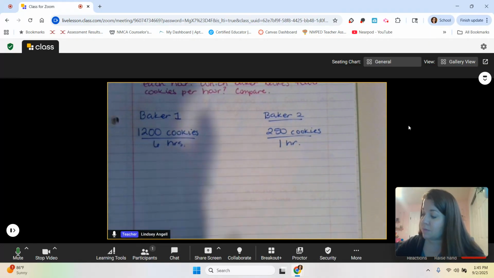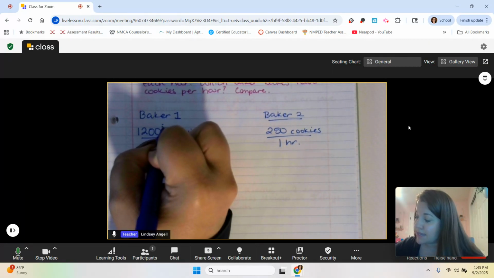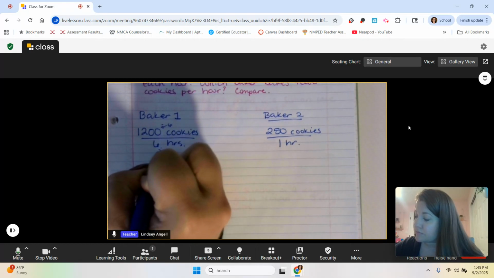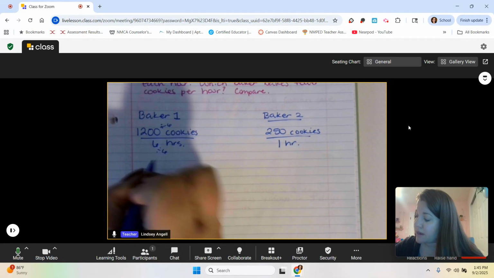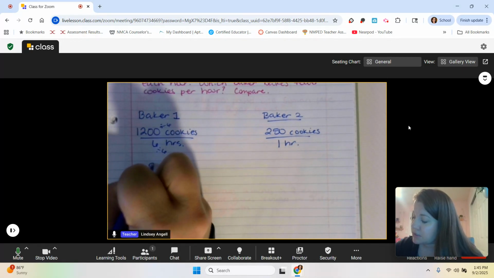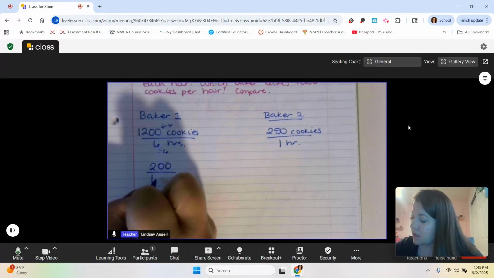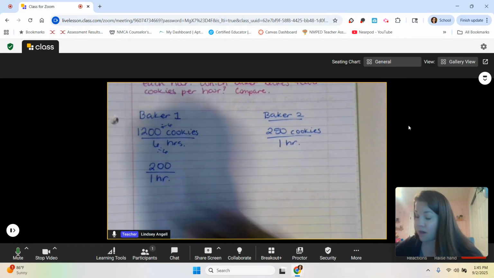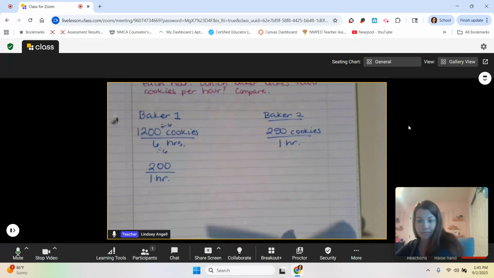I'm going to turn this one into a unit rate. I can divide both of these by 6, and that will help me out. So 1,200 divided by 6 gives me 200, right? 12 divided by 6 is 2. Tack those 2 zeros on the back. In 1 hour. Now it is written as a unit rate, okay?